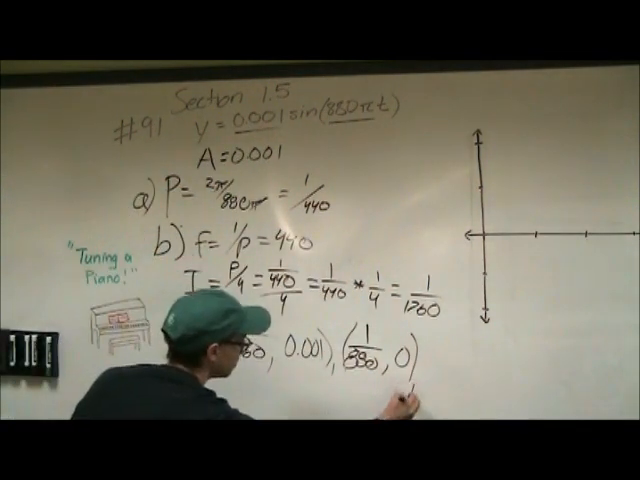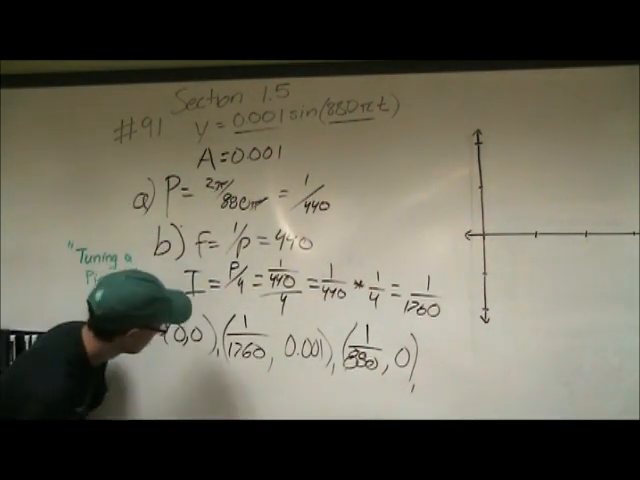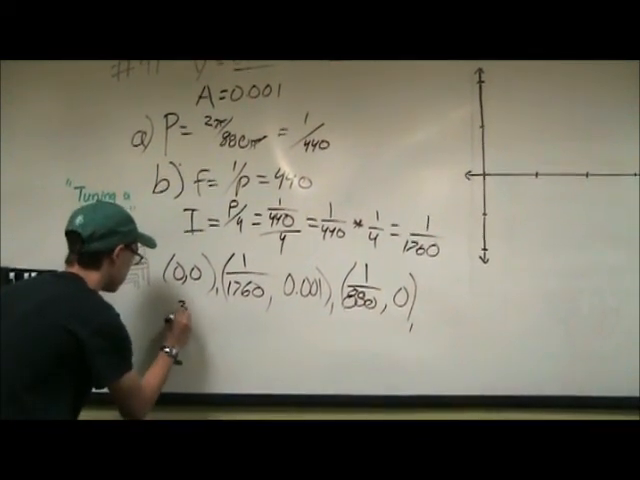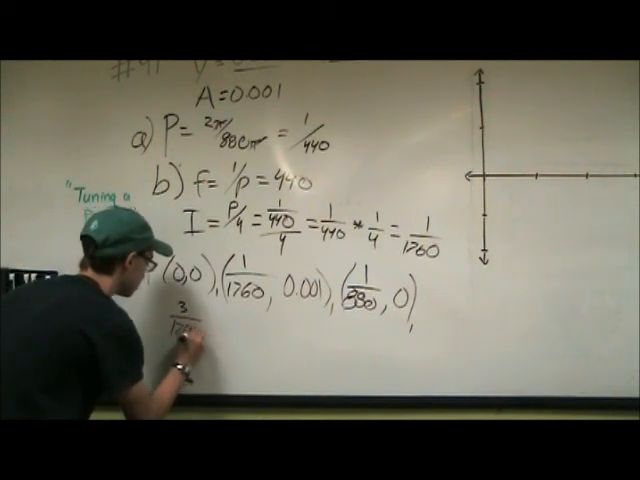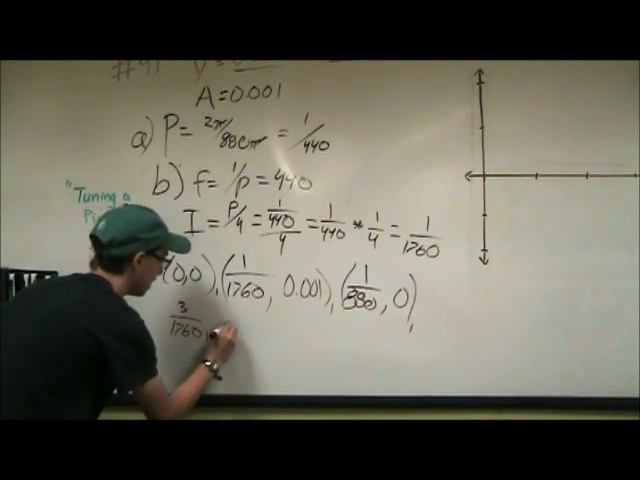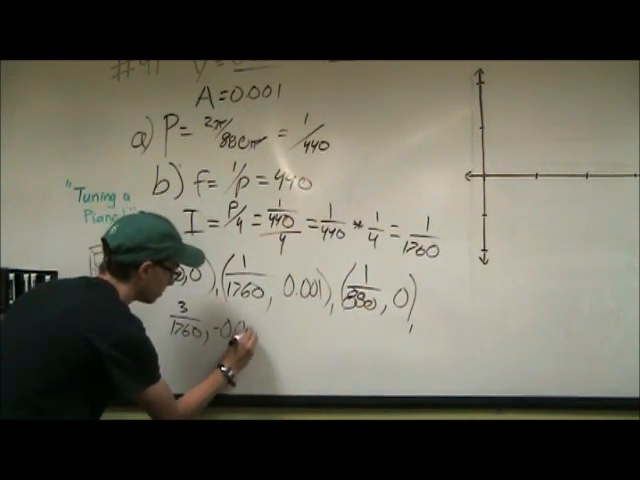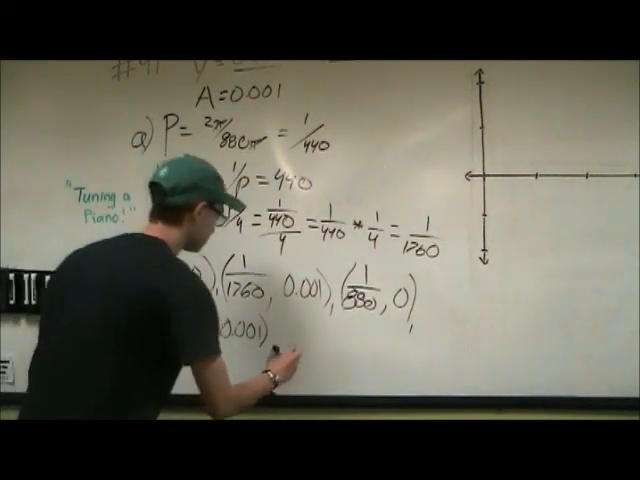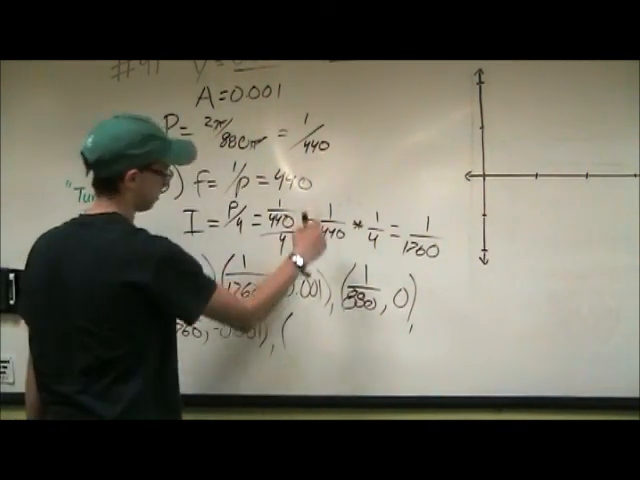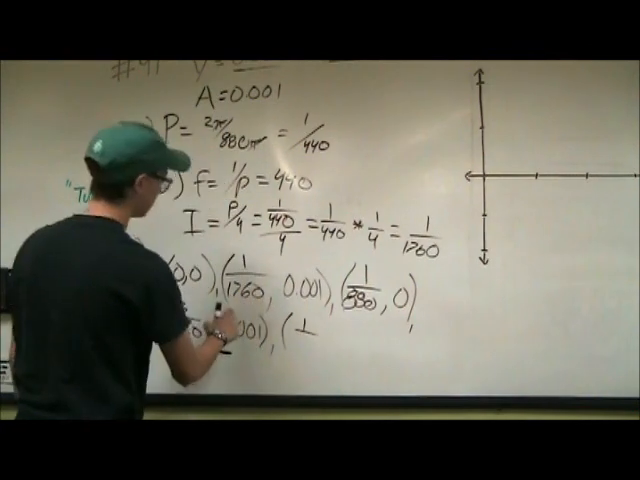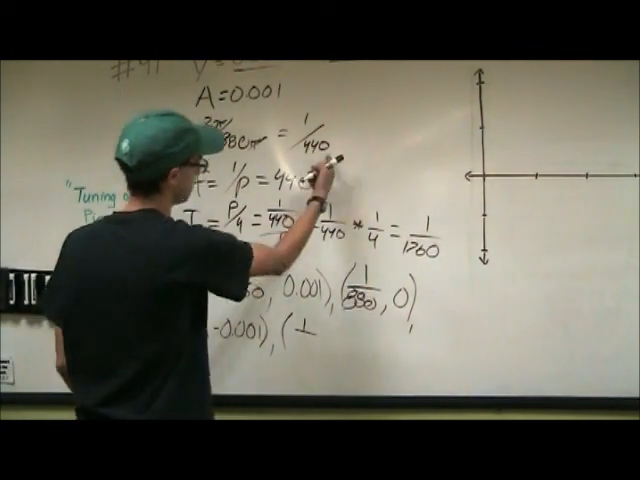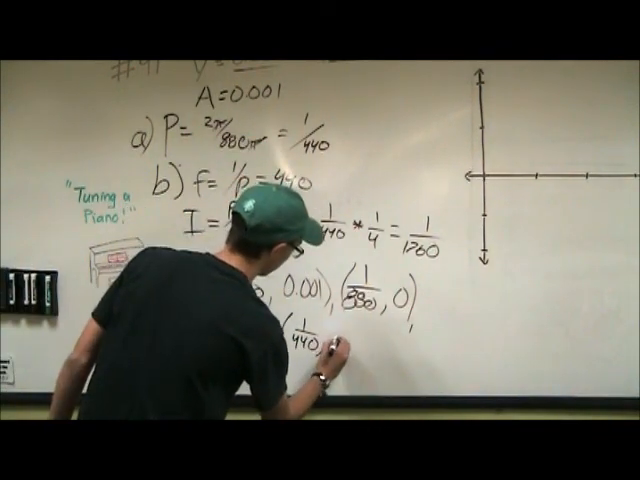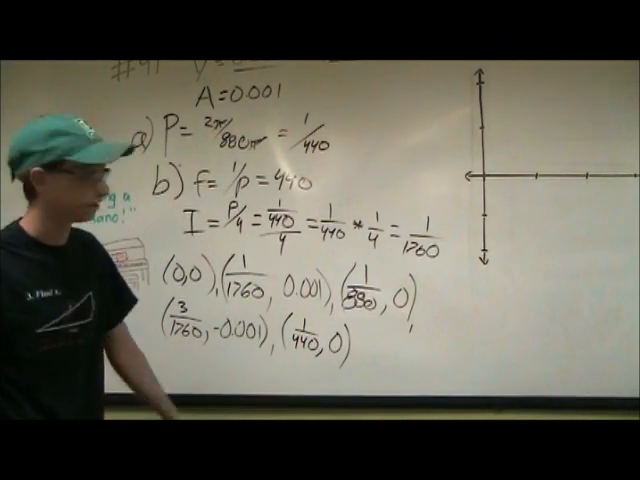Now the last key points. We're running out of room here. Last key points, we have 3 over this, which does not reduce. So 3 over 1,760. And we're at the negative amplitude now, at the minimum of this equation. And the last part is just the period, because 4 over 1,760 reduces to that. So because these two equal each other, we can tell that we did it correctly.